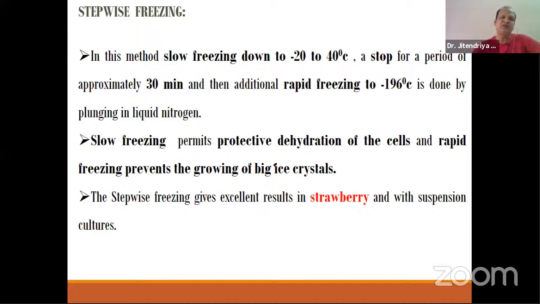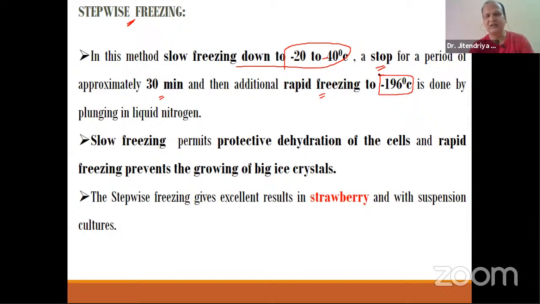Next one, stepwise freezing. Those were the two different methods. Stepwise freezing, as the name indicates, means that initially the freezing temperature is brought down to minus 22 degrees Celsius. After that, they will take a break of about 30 minutes. Then they will go to minus 196 degrees Celsius.